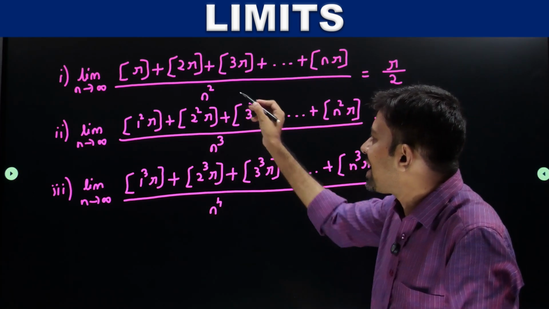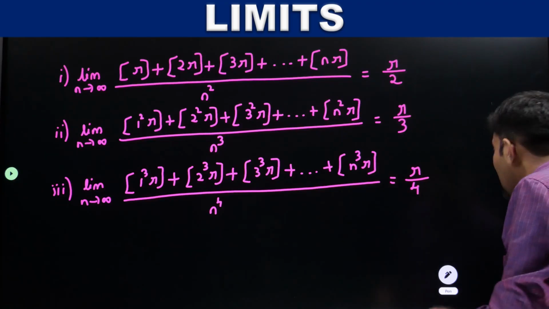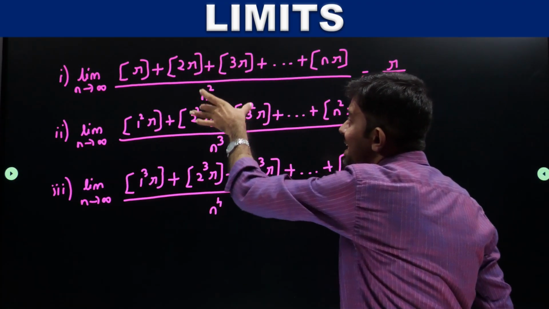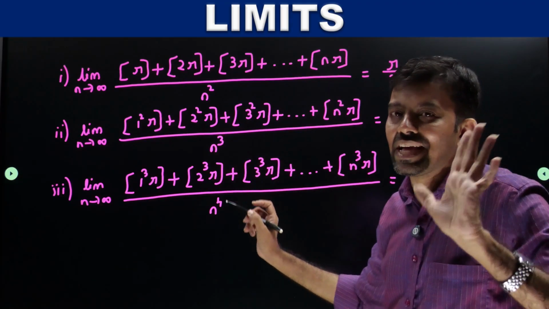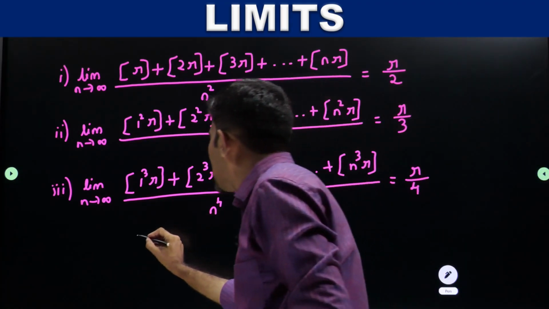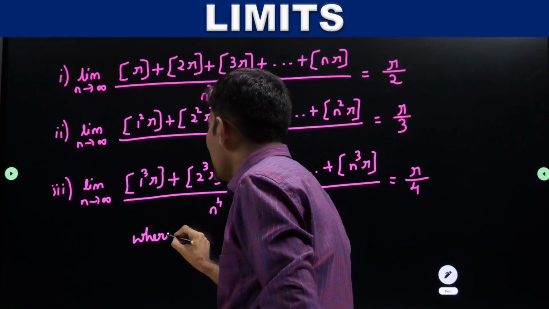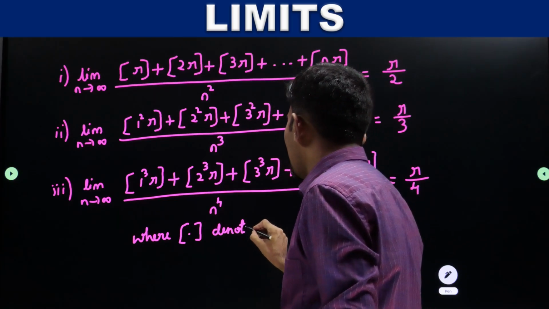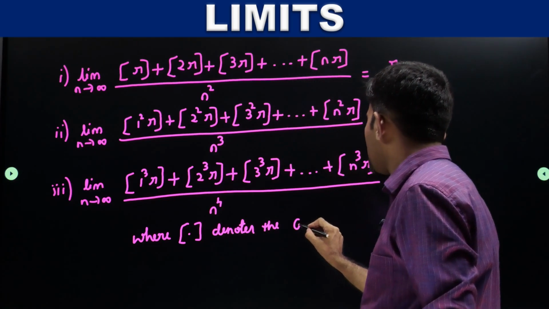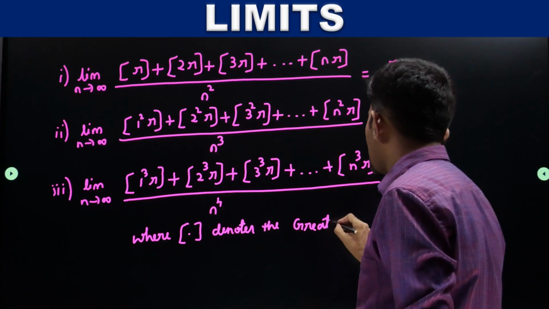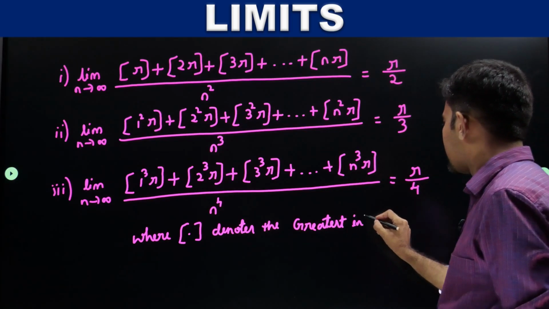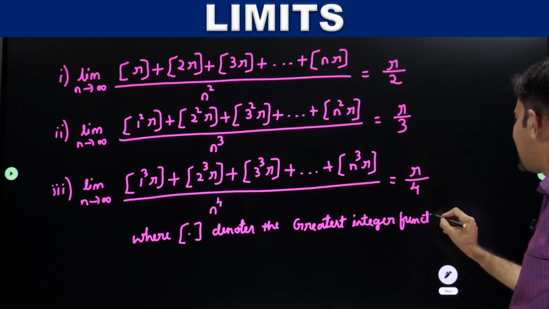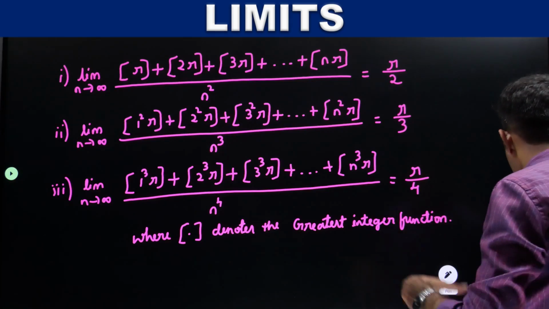And the denominators are n square, n cube, n power 4. Here also the denominators are n square, n cube, n power 4, and in the numerator we have the greatest integer function. And r is some variable here. In each of these results, the square bracket denotes the greatest integer function. Hope it's clear. Move on to the next one.